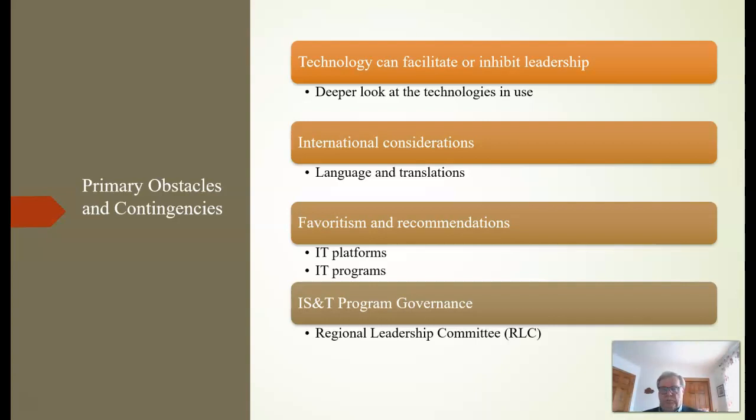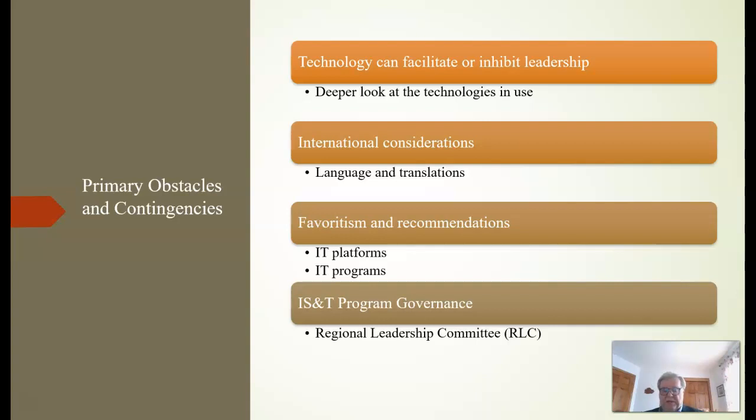International considerations. We deliver services in my organization to 86 countries around the planet. So there are a lot of language and cultural differences that must be considered in the technology. Favoritism and recommendations. Sometimes programs and platforms are driven by clients, by contractors, by people within our own organization. And we must reinforce our governance for program management to ensure equity, standardization, and sustainability, again, which is keeping up with changes in technology and between countries.